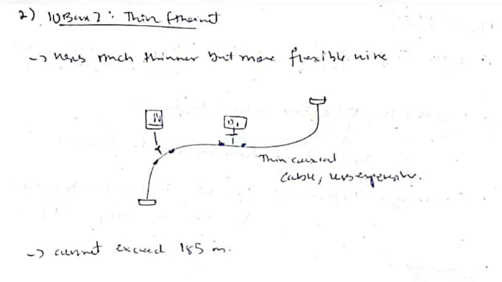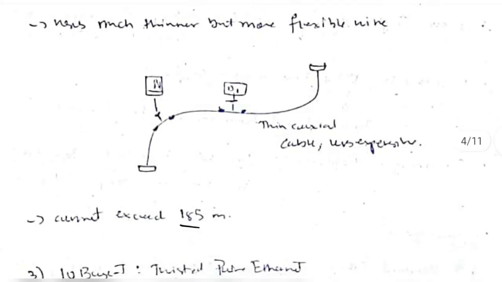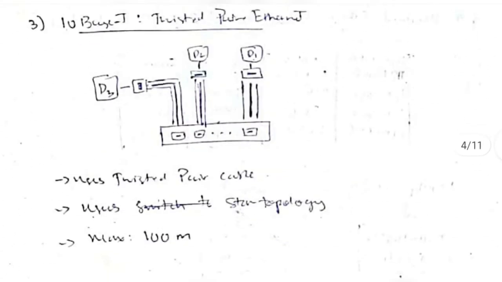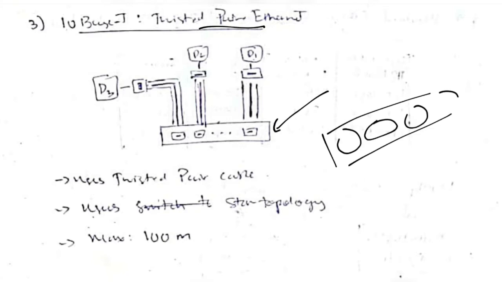The second one is thin Ethernet. It uses a much thinner wire, but it's more flexible. It cannot exceed 185 meters, and it's less expensive. The third one is twisted pair Ethernet. You might have seen this in your home, where you have a socket with many switches, and you plug in the chargers of different devices.